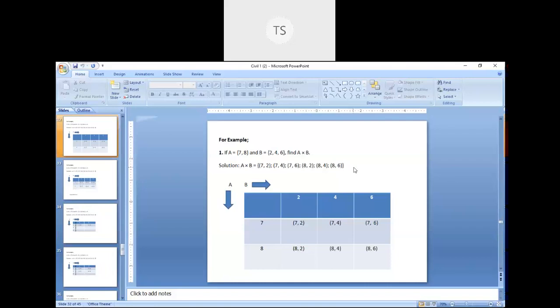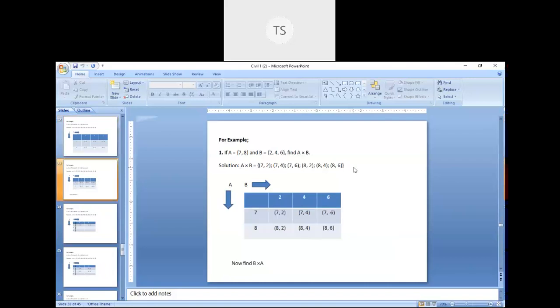Because if the number of elements are big, like in a single set there are 10 elements, in the next set also there are 10 elements, it will be difficult to write all the elements. You may miss some elements. Is it correct? So if you make this type of table and write the elements, it will be easy to write the ordered pairs. Okay. So this table will represent A cross B.